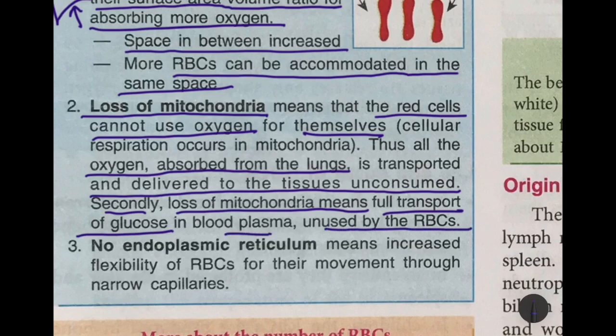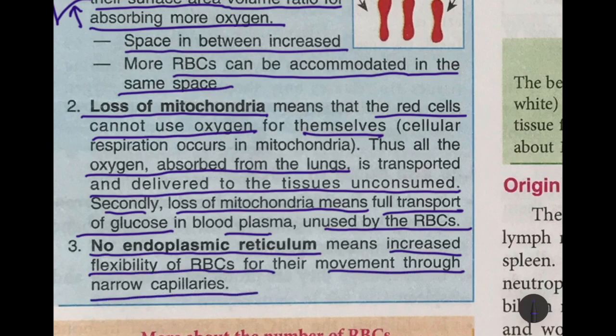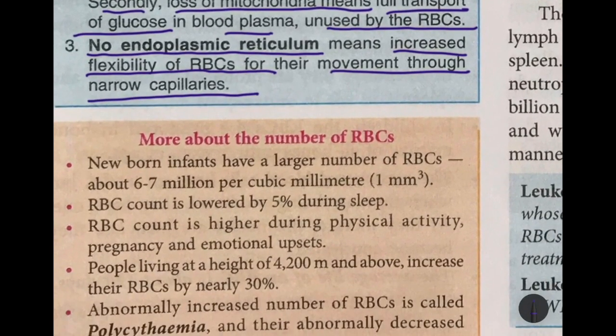And secondly, the loss of mitochondria means full transport of glucose in blood plasma, unused by the red blood cells. And no endoplasmic reticulum means there is increased flexibility of red blood cells for their movement through very thin and narrow capillaries. That means they become very flexible. Endoplasmic reticulum is the skeleton of the cell, if you remember. So they become flexible, they can easily move, they can easily squeeze through very small and narrow capillaries.